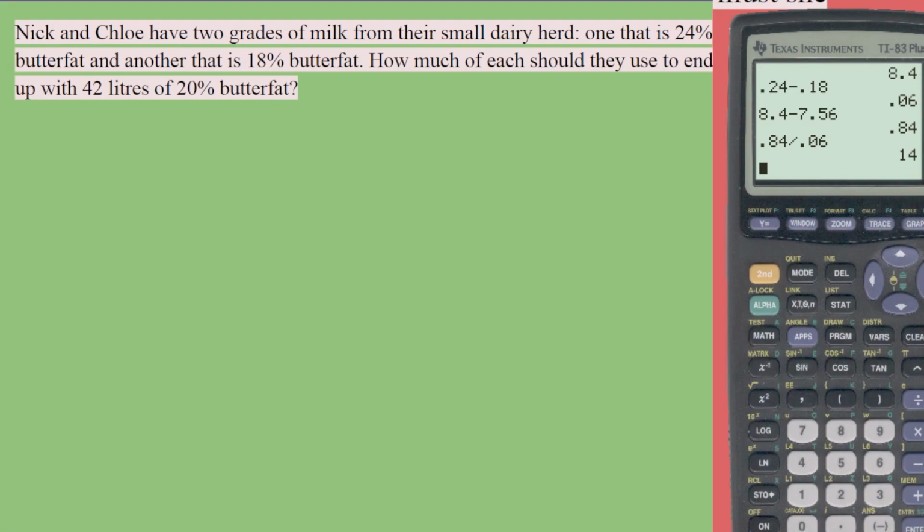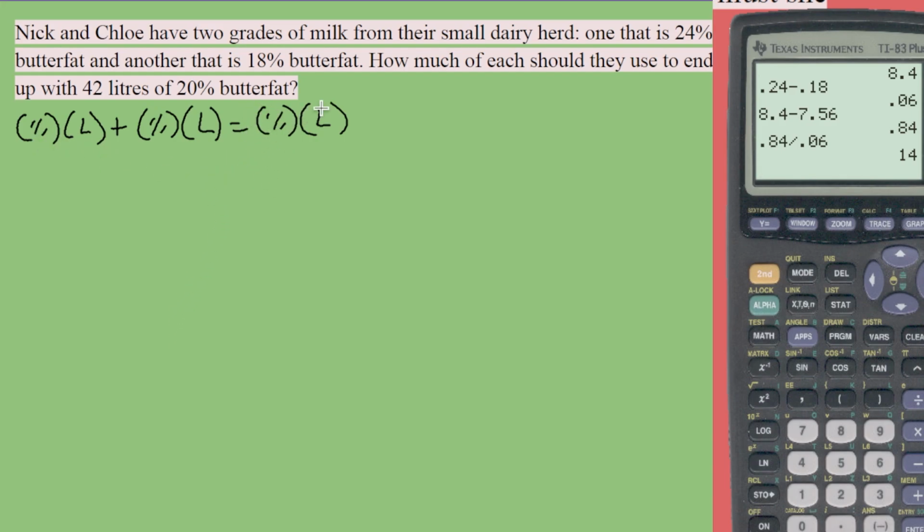Okay, how about this one? Nick and Chloe have 2 grades of milk from their small dairy herd, one that is 24% butterfat and another that is 18% butterfat. How much of each should they use to end up with 42 liters of 20% butterfat? Let's write down our general form here. That is, we have some percent of the liters plus another percent of the other liters equals the total percent times total liters.